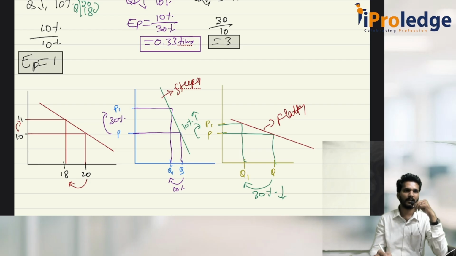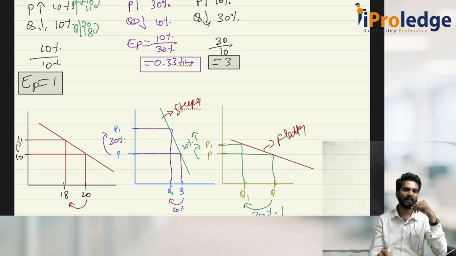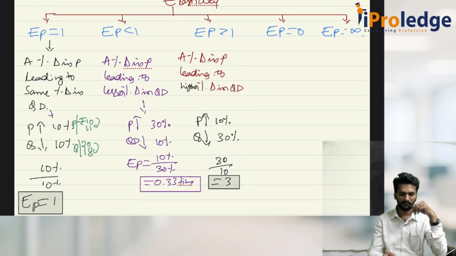One is the normal demand curve, one is the steeper demand curve. Under what type of elasticity can we see the steeper demand curve? Elasticity less than 1. Flatter demand curve, more than 1.